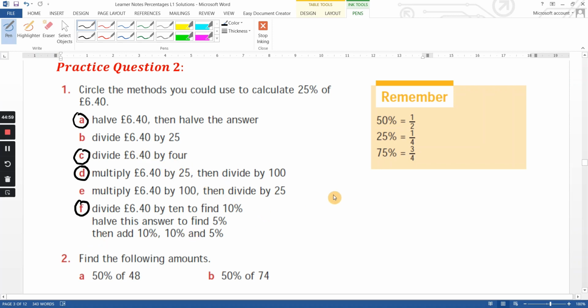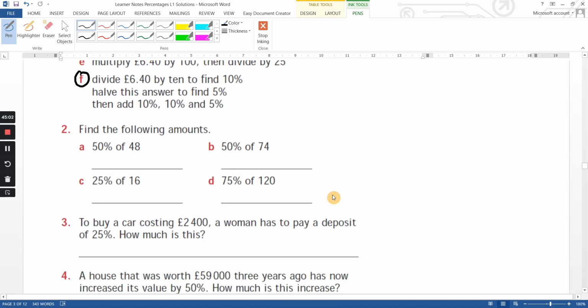And they're your answers. Question 2, find the following amounts. 50% of that, well, it's just half of that, isn't it? So it's 24. Half of that is 37. And a quarter of that is 4. And 3/4, oh, let's do, well, 1/4 would be 30. So 3/4 will be 3 times that, which is 90. Yeah, so 90 for that one.